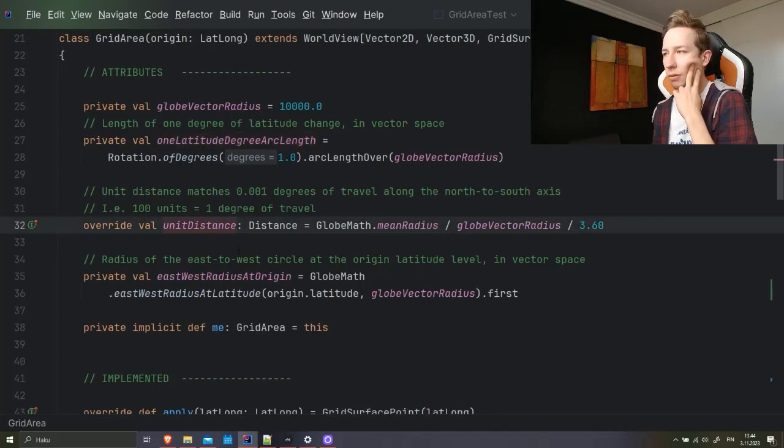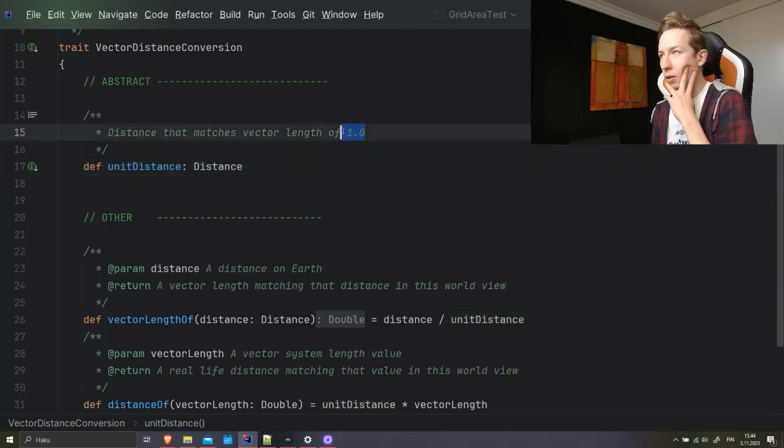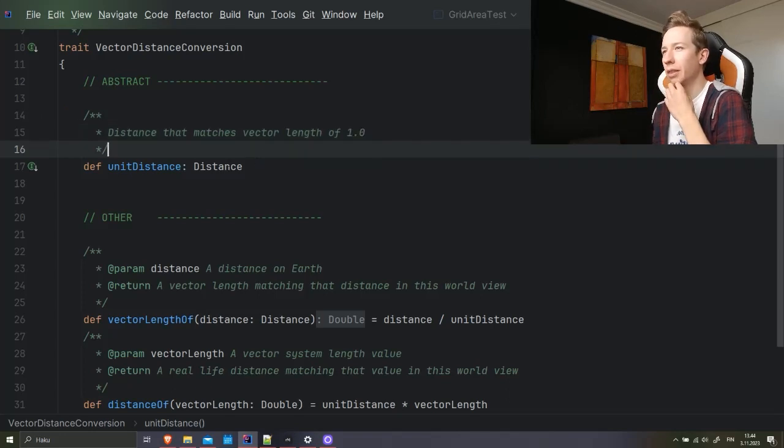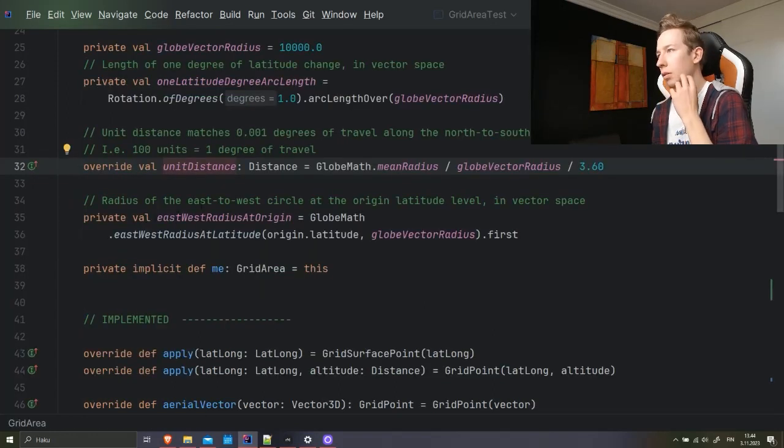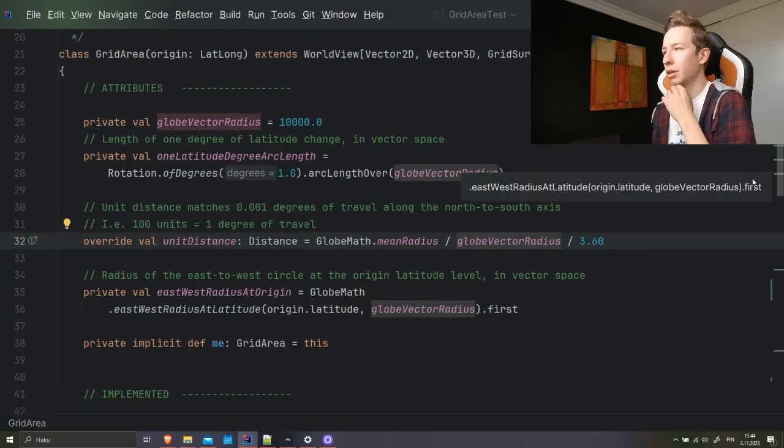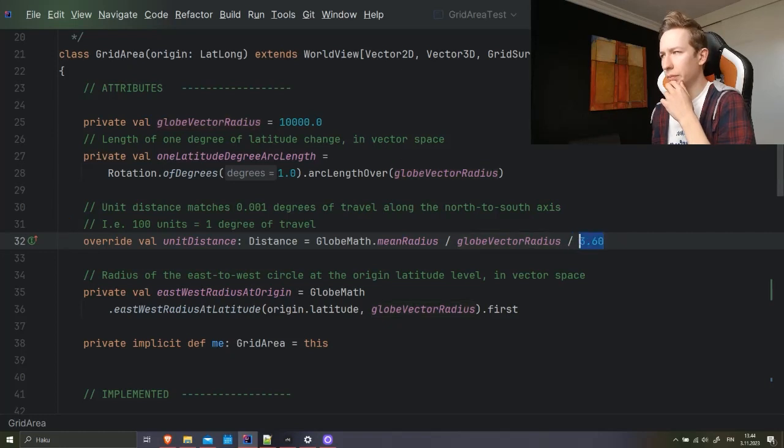What the heck is the unit distance function anyway? Let's go and see. Distance that matches vector length of 1. Oh yeah, it's a very different thing. So here, because we knew the mean radius, we have allocated a cloud vector radius to match that. What's going on? At least this comment is wrong.